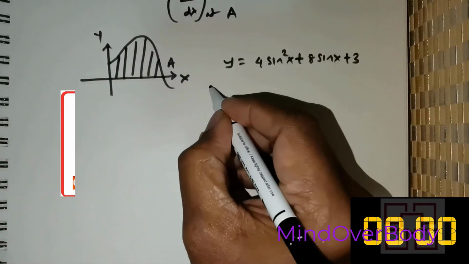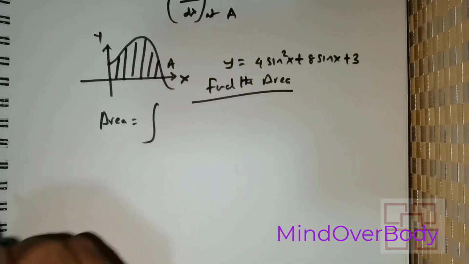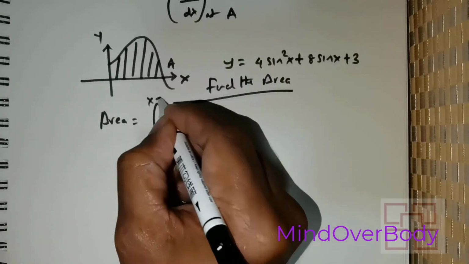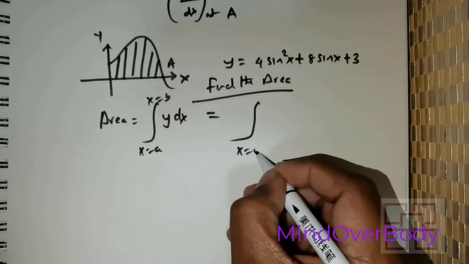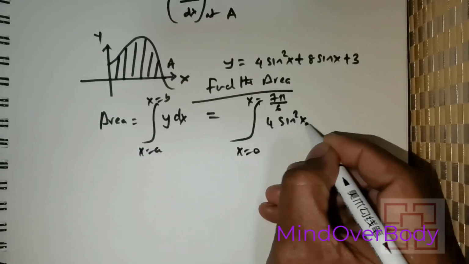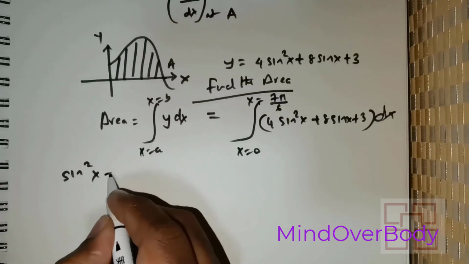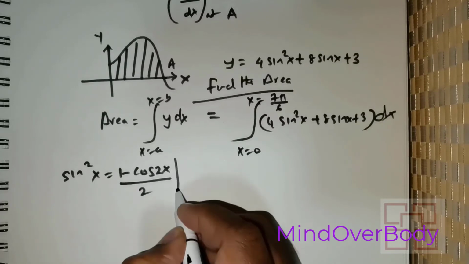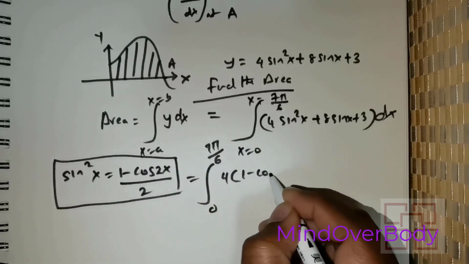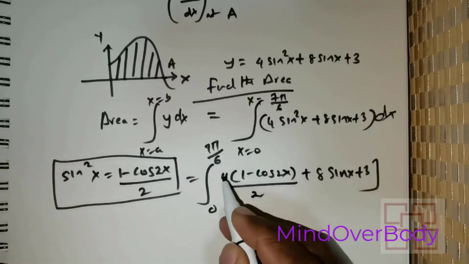Students, in this question we are expected to find the area of the shaded region. So the area formula is integral y dx within the limits x equals a to x equals b. So this is going to be integral from x equals 0 to x equals this point, which is 7 pi over 6, and y is 4 times sine squared x plus 8 times sin x plus 3, times dx. Now I have a formula which says that sine squared x is equal to (1 minus cos 2x) divided by 2. So I would be using this formula here. So this is going to be integral 0 to 7 pi over 6 of 4 times (1 minus cos 2x) divided by 2 plus 8 times sin x plus 3, dx.